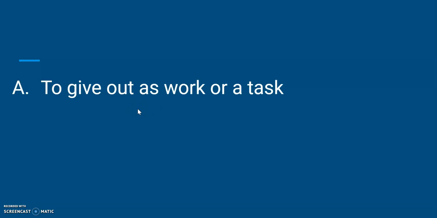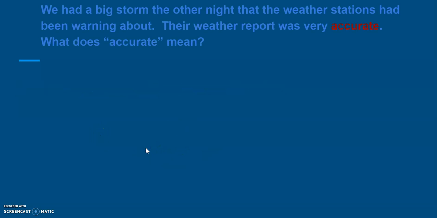So if you choose A, you are correct, because that makes the most sense in the sentence out of the two choices. Let's look at the next one. We had a big storm the other night that the weather stations have been warning about. Their weather report was very accurate. So we're trying to figure out what accurate means. Let's look at our choices.